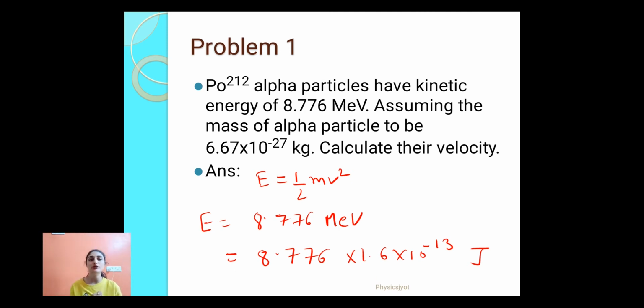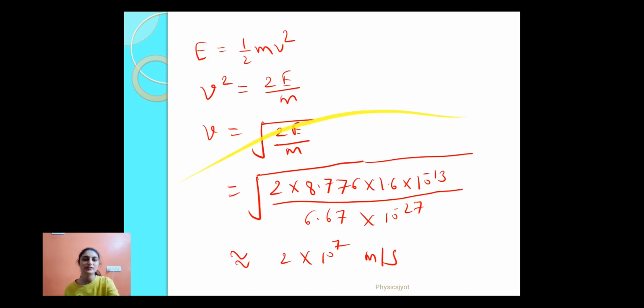Only thing which you have to remember while solving this problem is convert the energy from million electron volt to joule first, because mass is given in kg and we want velocity in meter per second. So that is the only thing which you have to keep in mind. So E is given as 8.776 million electron volt. So conversion factor is 1 million electron volt, that is 1.6 into 10 raised to minus 13 joules. So multiply with that.